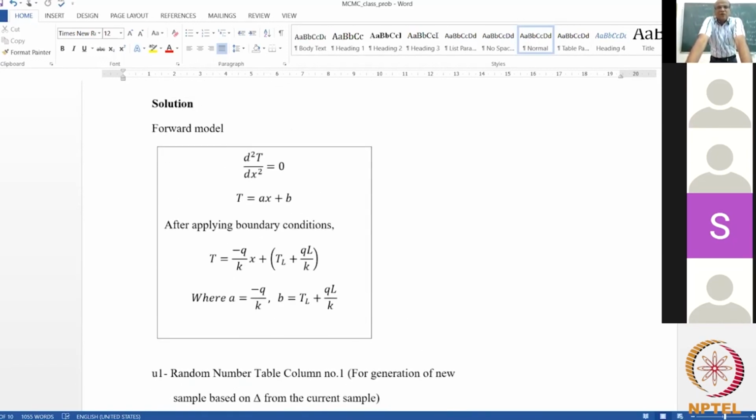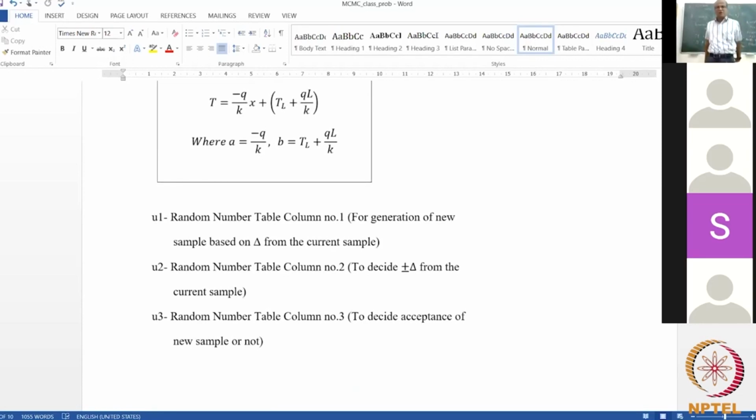All right. Okay, now the forward model: d square T by dx square equals 0, T equals ax plus b. So finally, you put it in this form. The only unknown in the problem is q, given 5 measurements. Okay, a random number table is given to you.